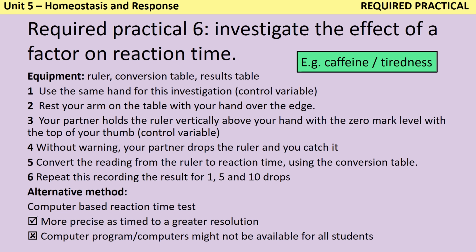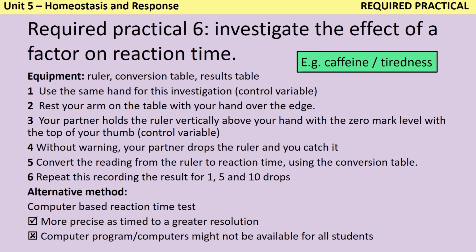The first required practical in Biology Paper 2 is all about reflex reactions. You're going to investigate the effect of a factor like caffeine or tiredness on how quickly you can complete a task like dropping a ruler. In the ruler drop test, you're going to use a conversion table to turn the distance that the ruler has travelled before you manage to catch it into a reaction time.